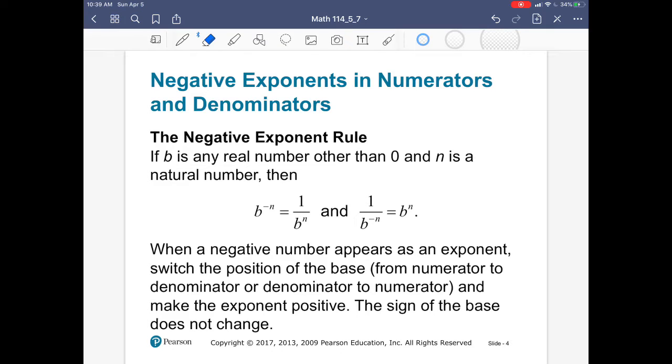The negative exponent rule. If b is any real number other than 0 and n is a natural number, then b to the power of negative n can be rewritten as 1 over b to the power of n. And 1 over b to the power of negative n can be rewritten as b to the power of n. When a negative number appears as an exponent, switch the position of the base from the numerator to the denominator or the denominator to the numerator and make the exponent positive. The sign of the base does not change.